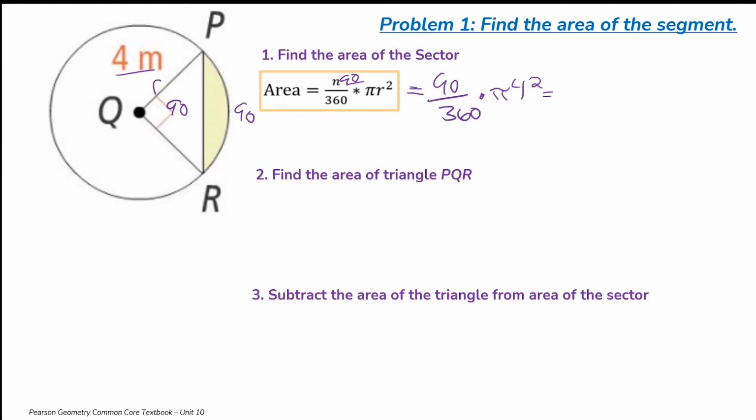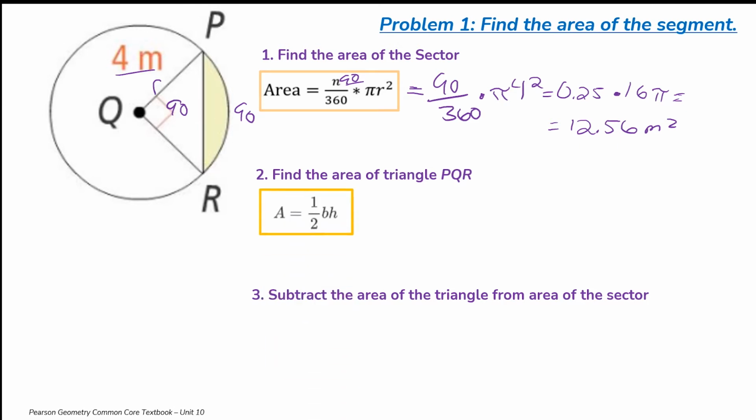Multiplying all that through, well, let me simplify it a little first. 90 divided by 360 will give me 0.25. 4 squared is 16, so times 16 pi. And I'm just going to put all of that in my calculator. 0.25 times 16 times 3.14. That gives me approximately 12.56 meters squared. So that's the area of the entire sector.